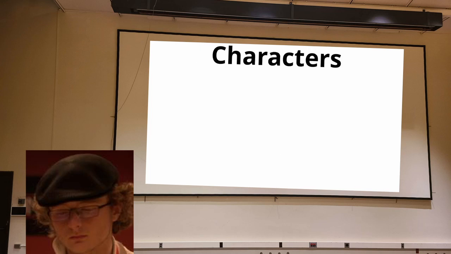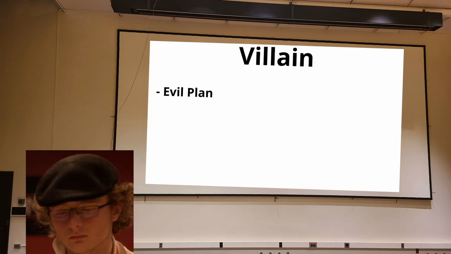Next are the necessary characters. We need 2 of them. A villain and an audience member. The villain needs to have some evil plan, ideally one that interfaces with the centerpiece of our setting, to upset the status quo. They need means, motive, and opportunity. The audience member needs to be someone who would reasonably hear the villain's evil plan.